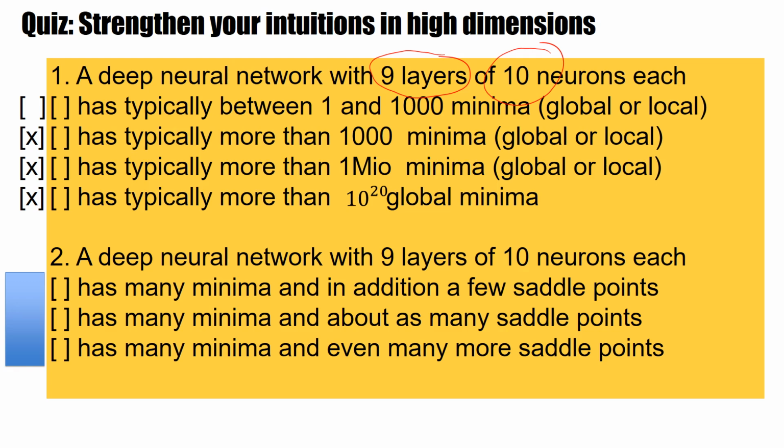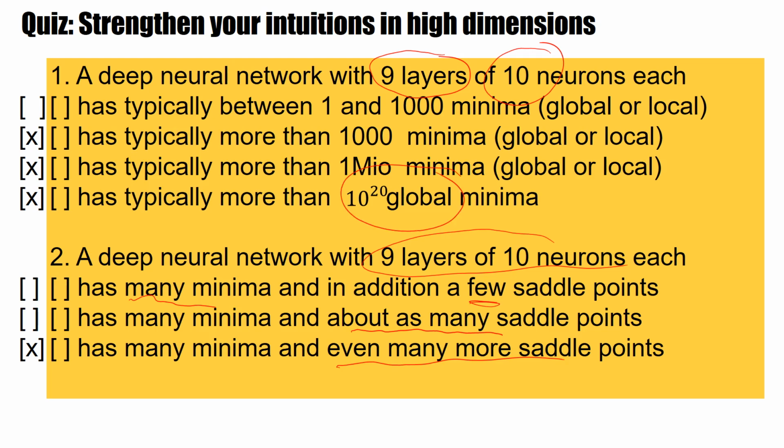Now let's look at the saddle points. We again have 9 layers, 10 neurons each, and the question is, so we have seen there are many minima. In addition, a few saddle points, or about as many saddle points, or even many more saddle points than minima. Again, make your decision. And the last option is the correct one. So there are even more saddle points than minima, and we have a huge number of minima. And all of these here, I only counted the global minima.